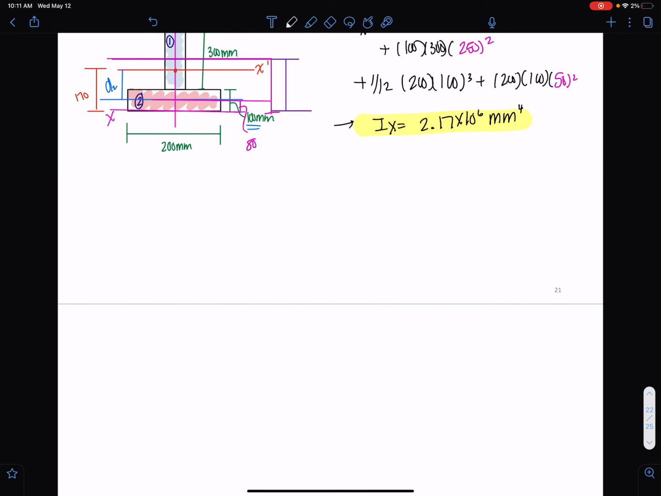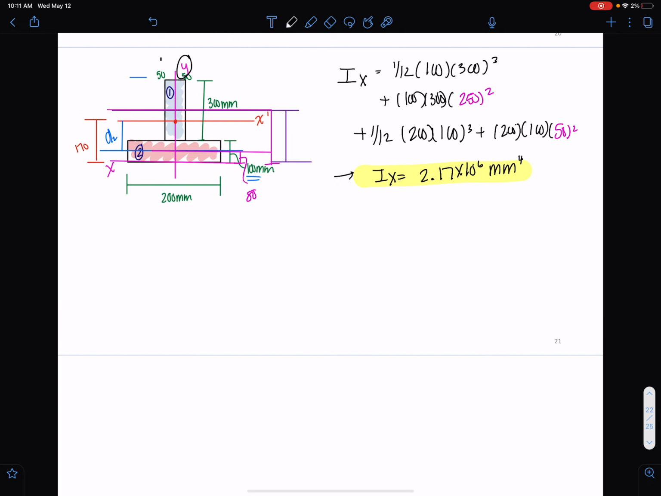Last calculation is Iy, which is actually our simplest calculation because our y is symmetric and in the middle. So for our Iy, we don't have to move any axes. It's already directly along the axis. So all we have to do is add the moment of inertias of both shapes, area 1 and area 2. No parallel axis theorem because it's already at the center. So we get 91.7 times 10 to the 6 millimeters to the fourth for Iy.